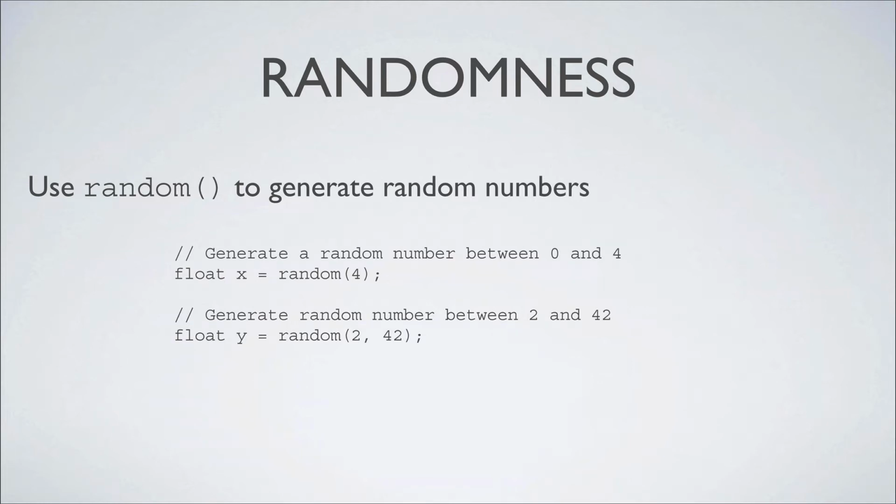So what you might want to do now that you understand how to draw shapes using vertexes is use random to generate some random numbers. We've got a simple random call here that says make me a number between 0 and 4 by saying float x equals random(4). We also have another one here that says generate a random number between 2 and 42, and we've got two arguments here, random(2, 42).